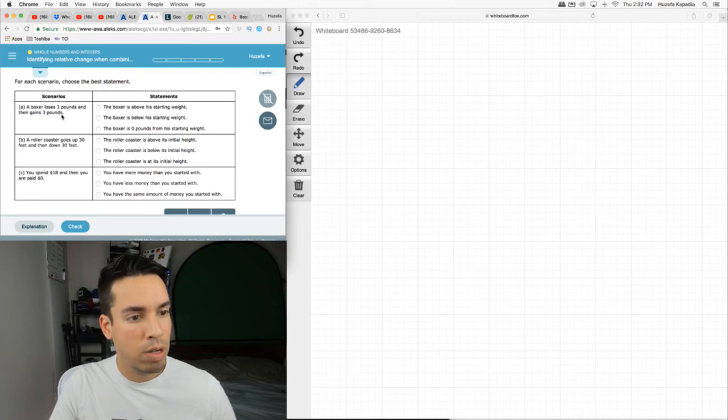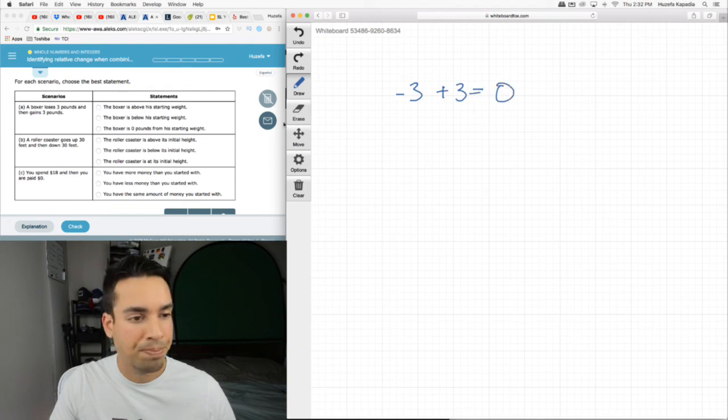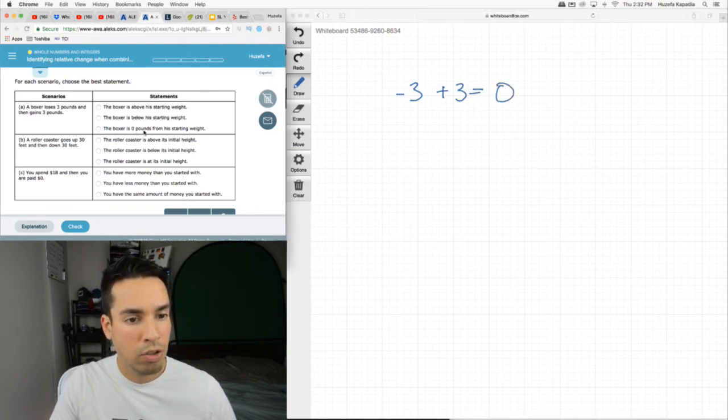A boxer loses 3 pounds and then gains 3 pounds. So the boxer is above his starting weight? No, because if you lose 3 pounds and then gain 3 pounds, you're back to where you were. So we're talking about, is this a net positive change, negative change, or net 0 change? If you go down by 3 pounds and then up by 3 pounds, that is the equivalent of a negative 3 combined with a positive 3, which is 0. So the boxer is 0 pounds from his starting weight, meaning he's right back where he started.